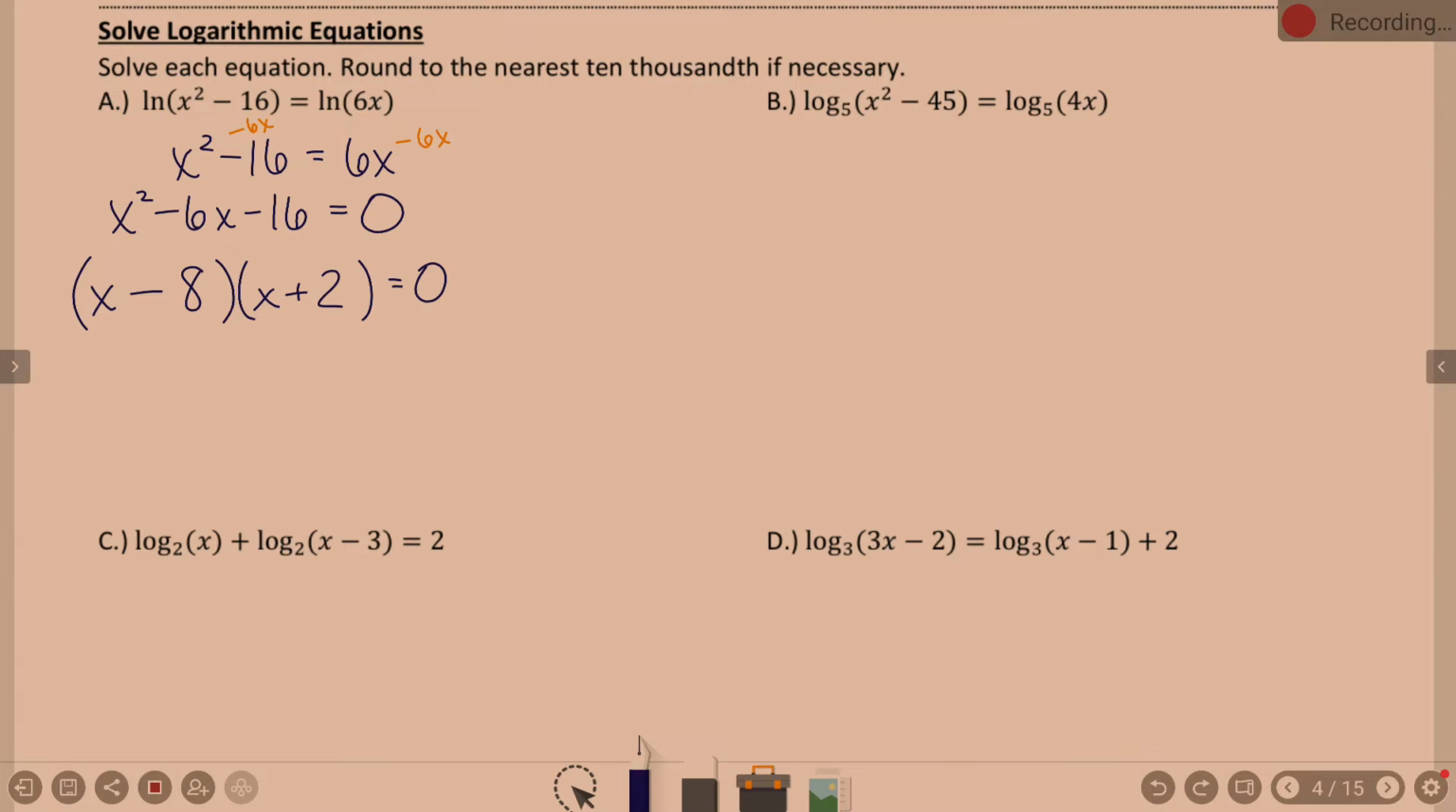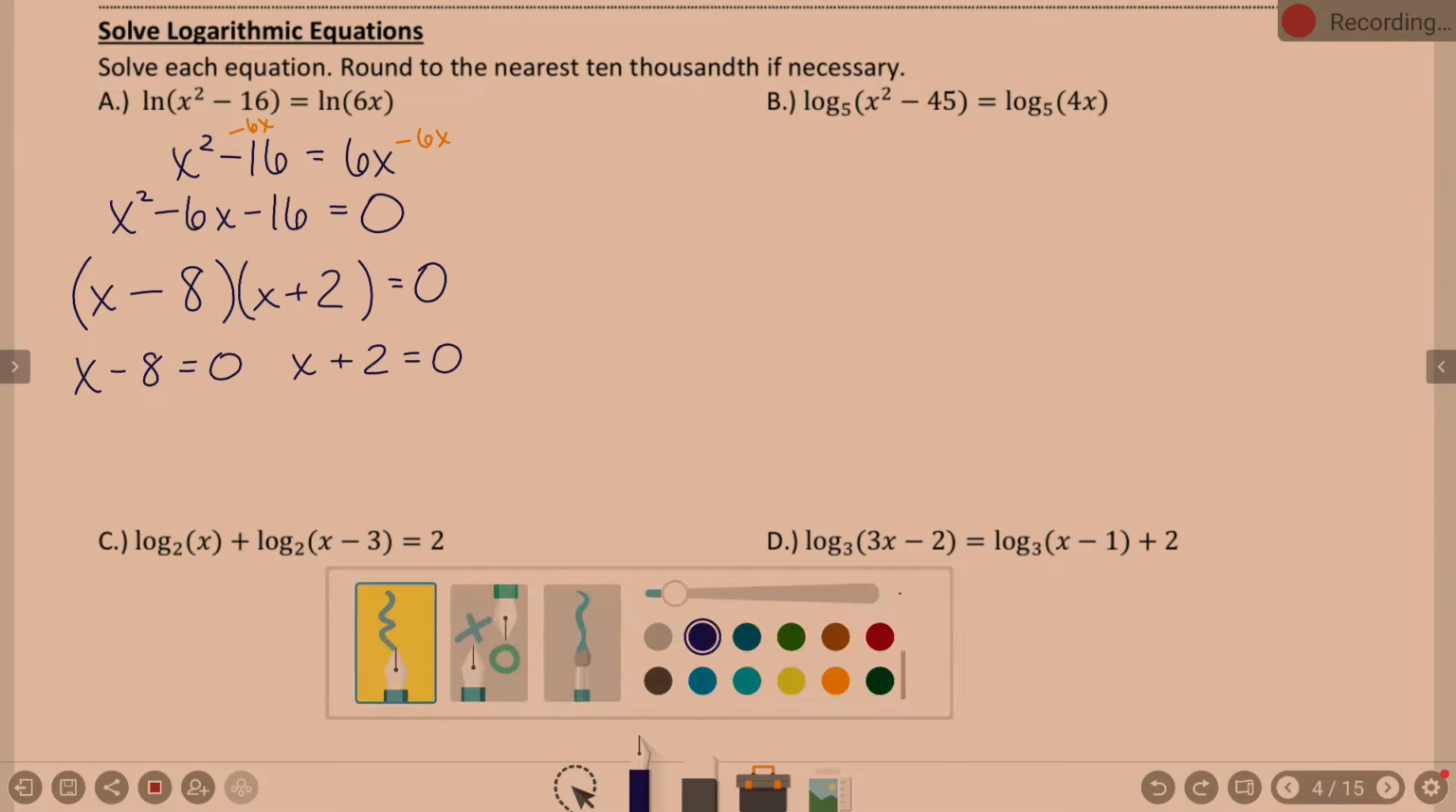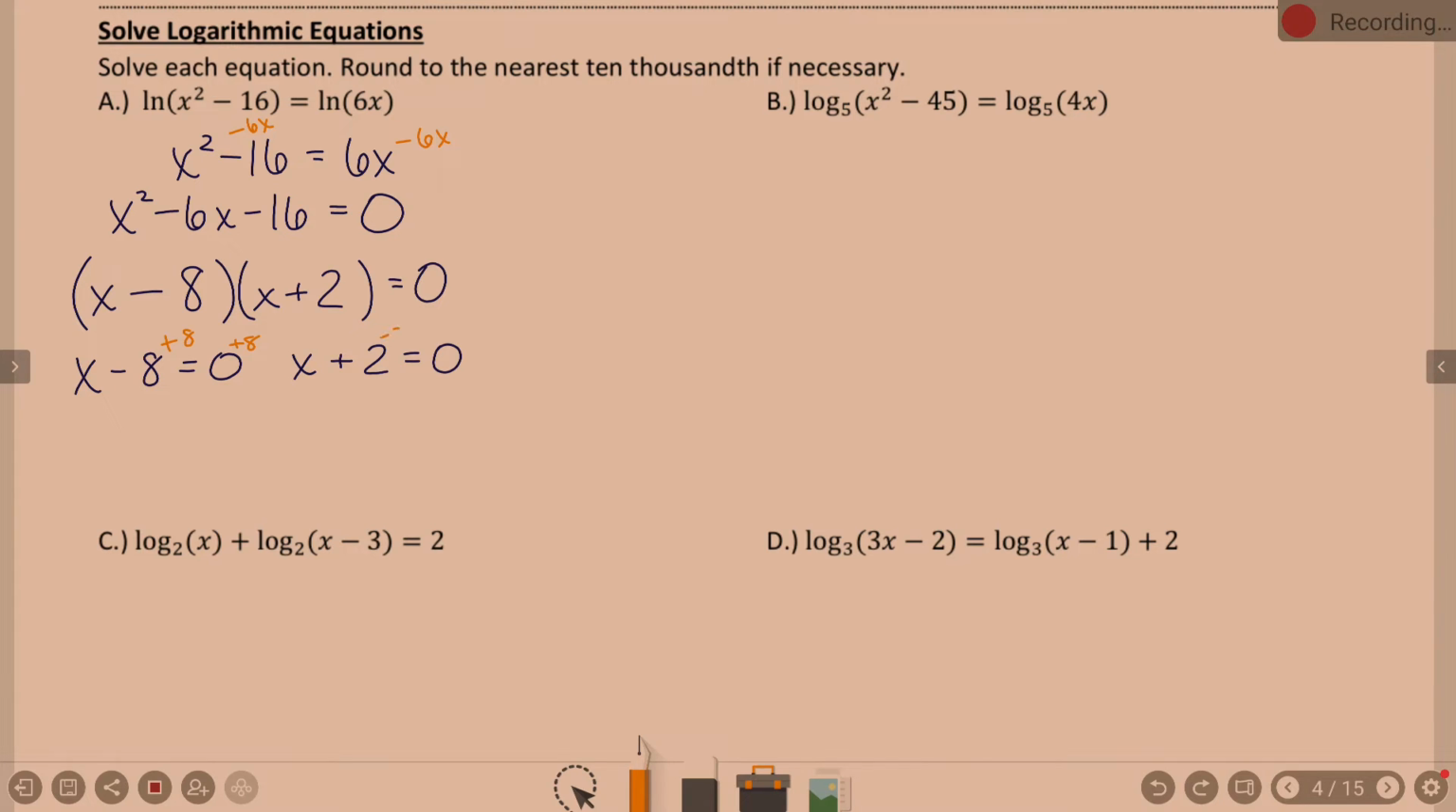Once you have the 2 factors, what do we do? Yeah. Set each factor equal to 0. X minus 8 equals 0, and x plus 2 equals 0. We're going to solve these. So the first one will add 8, the other one will subtract 2. What answers do I get? We get an answer of 8. We get an answer of negative 2.